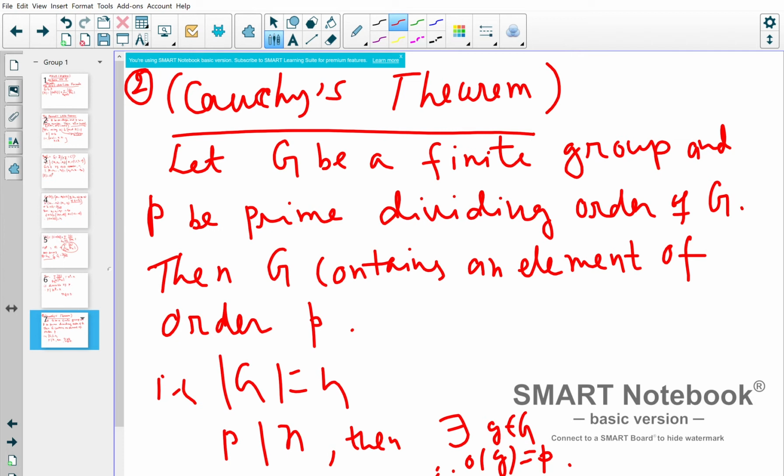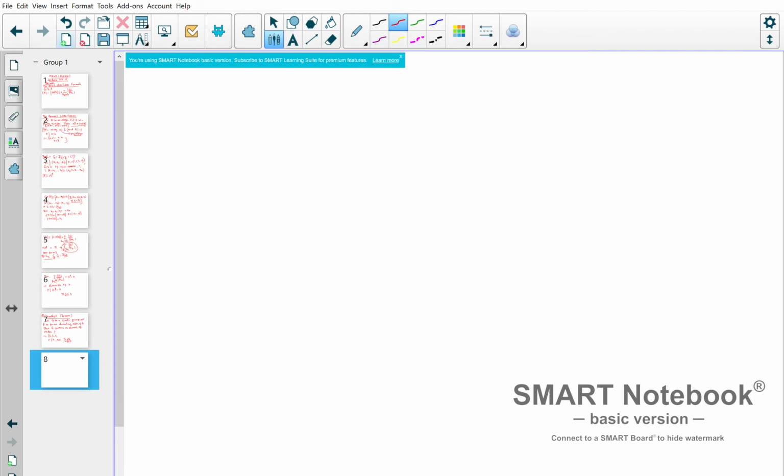Yeah, so now Cauchy's theorem obviously has a classical proof, in which some people divide into commutative and non-commutative groups. Some people do it by mathematical induction on the order of the group, right? But here, let me give you an elegant proof using group action.